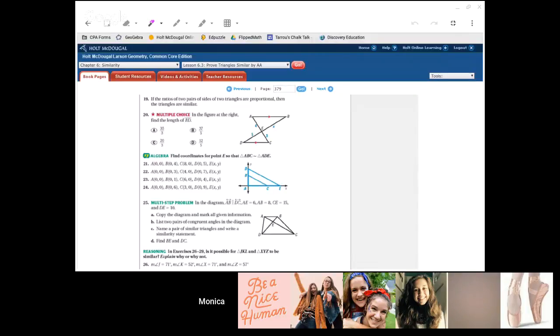Lily, remember your similarity statement is the letters of the triangles. Yeah, like what Campbell said. It would be the letters of the two that are similar to each other, okay? And it needs to have the corresponding angles in the right spots. Remember, order matters on that.